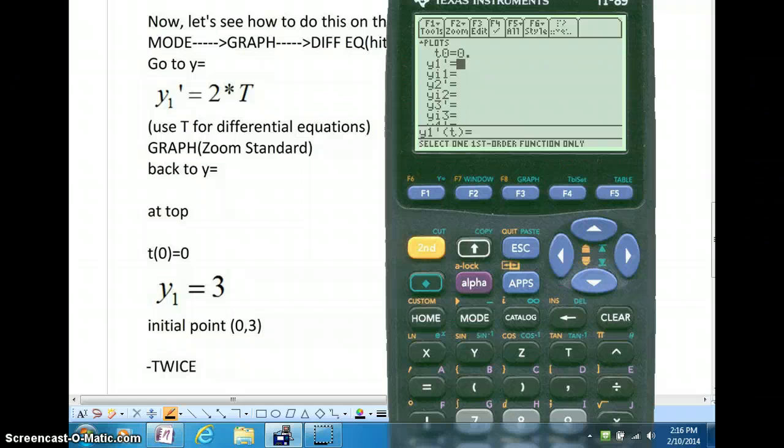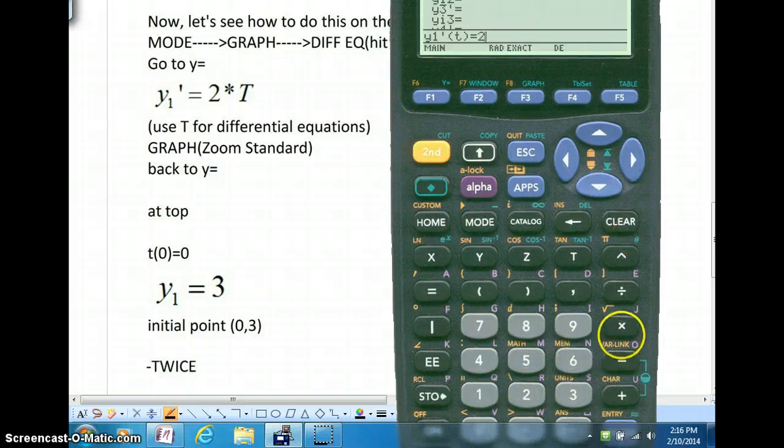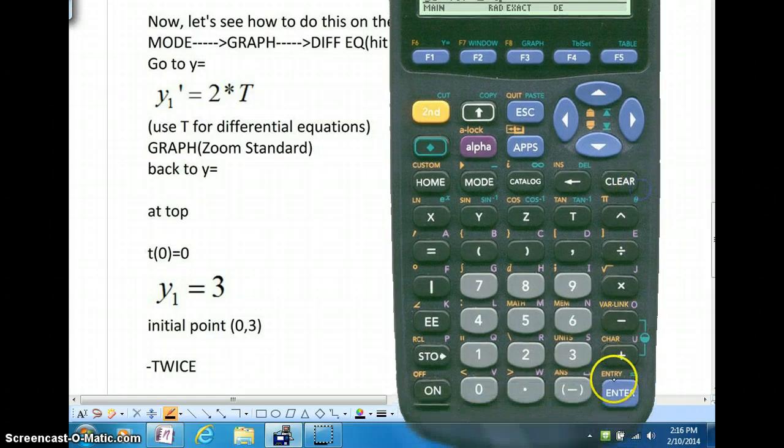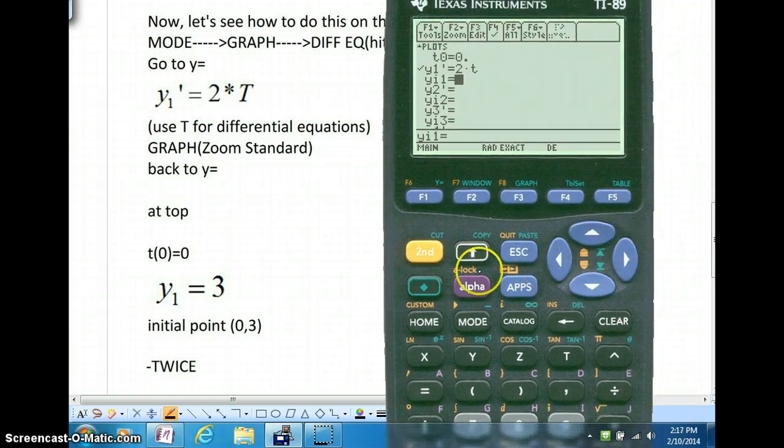As always, I think it's a good thing to type in multiplication as well. We had dy dx, that's our y prime right there. But tell you what, let's type in 2 multiplied by t. And then you can hit enter. And we can graph Zoom Standard.